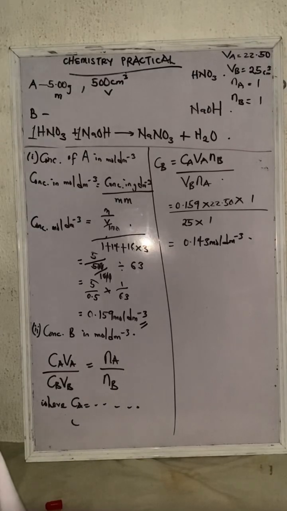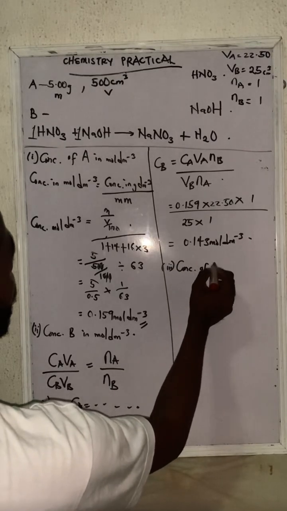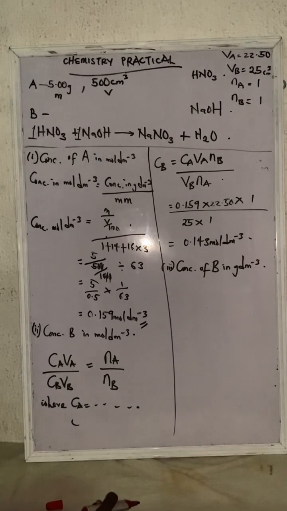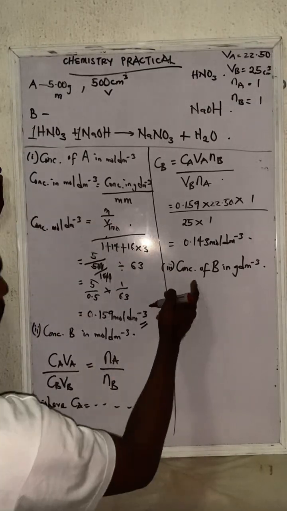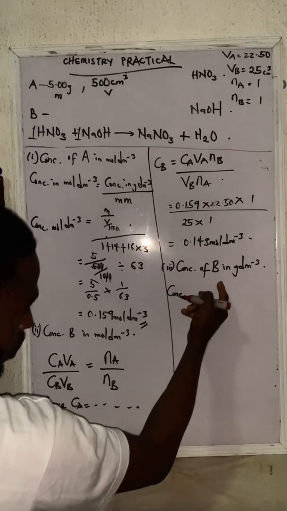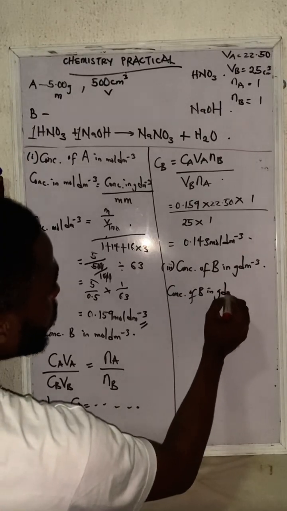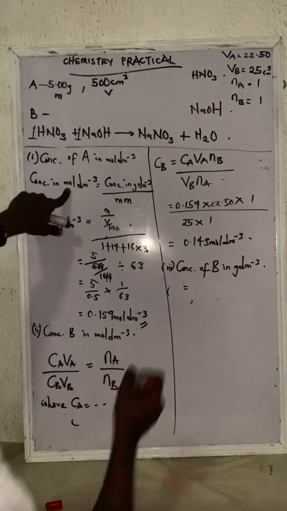So in Roman figure 3, we are asked for the concentration of the base in gram per dm cube. So remember from this formula, concentration in mole per dm cube is concentration in gram per dm cube over molar mass, which means the concentration of the base in gram per dm cube is what?